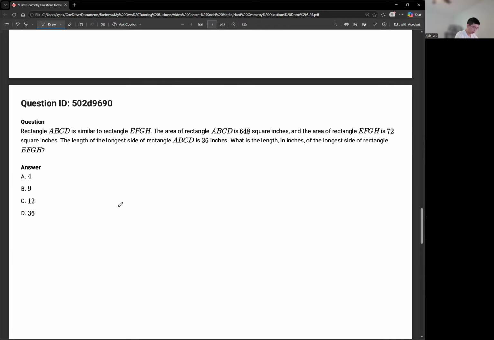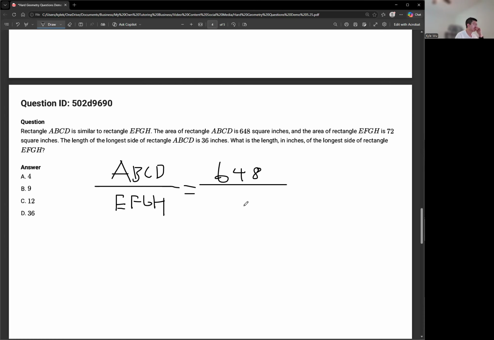All right, so if you set up a ratio here, 648. Let's set up a ratio between the areas of these two rectangles. So area of ABCD over EFGH equals 648 over 72. That's 9. And so what that means is the area of ABCD is 9 times bigger than the area of EFGH.